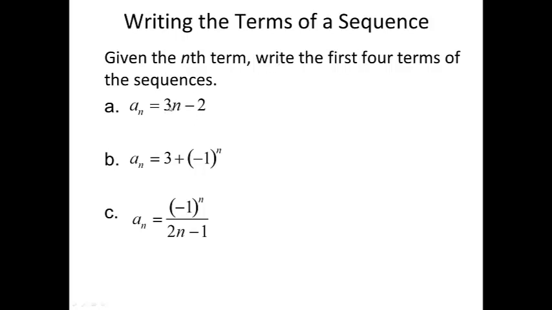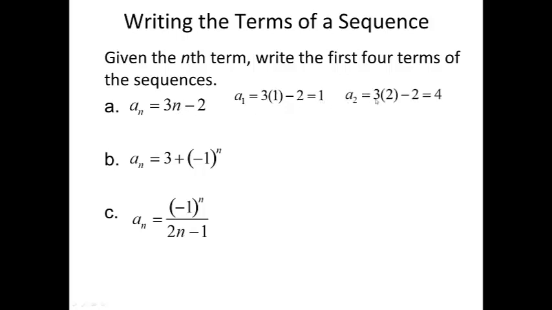So this expression here is the nth term, and I want you to give me the first 4 terms. To get the first term, you would give n the ticket number 1, so 1 times 3 is 3, minus 2 is 1. Okay, this would be the first number.